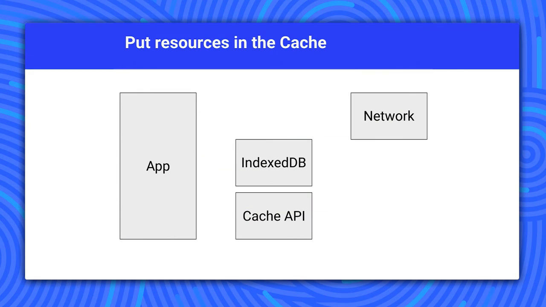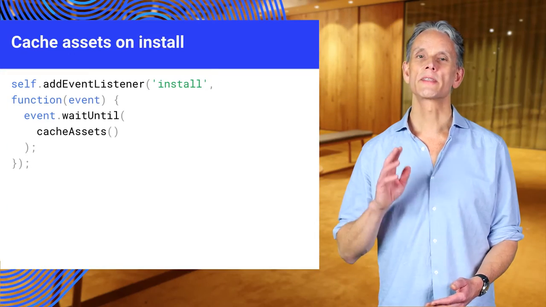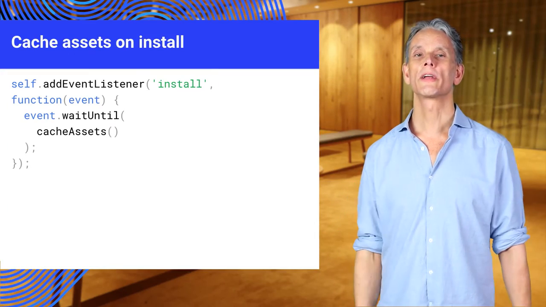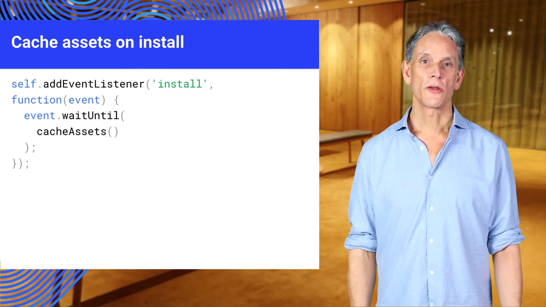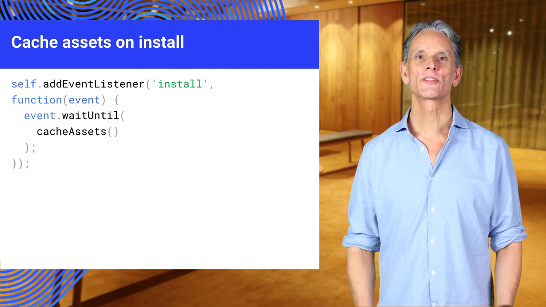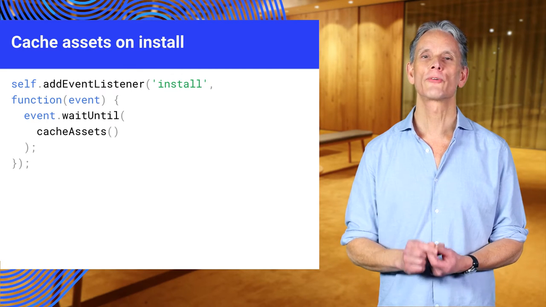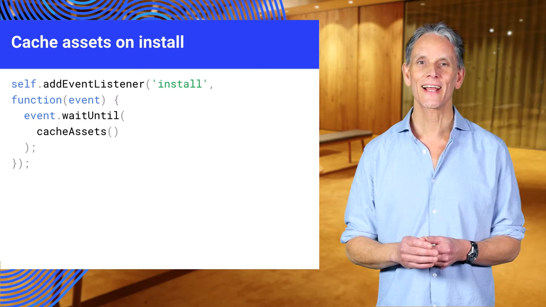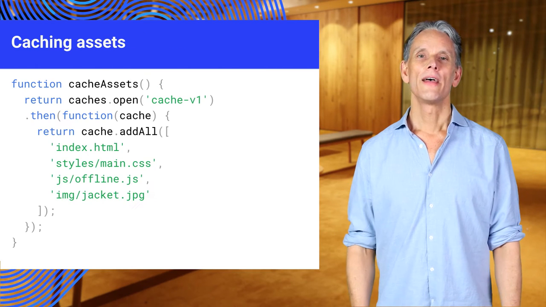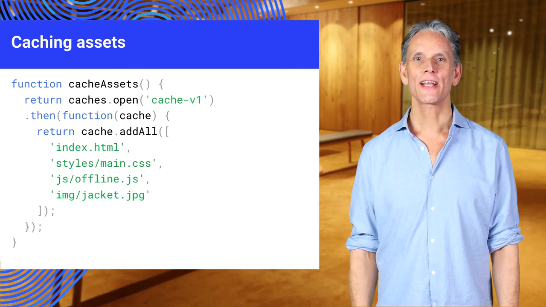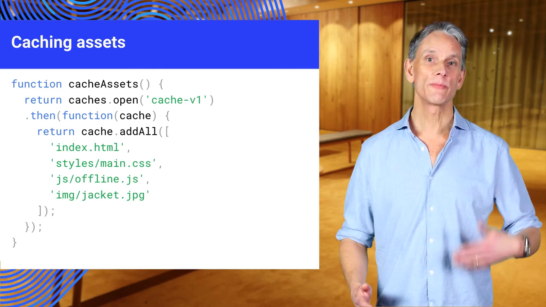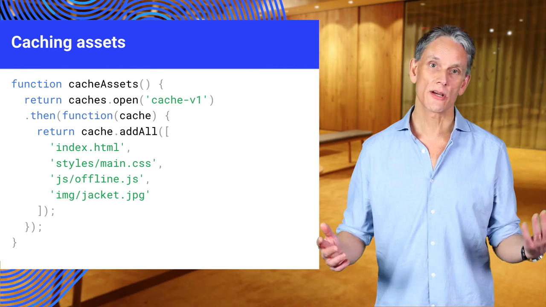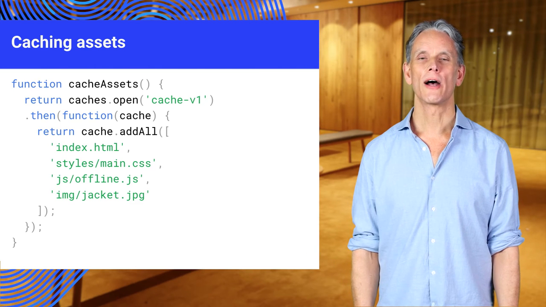So let's look at storing resources with the Cache API. Now, a common pattern is to cache assets on service worker installation. Note that event.waitUntil ensures that the service worker does not terminate preemptively during async actions, like we've said. In this example, we create a cache v1 cache and store static assets, that's HTML, CSS, JavaScript, images, and so on, with the Cache API.